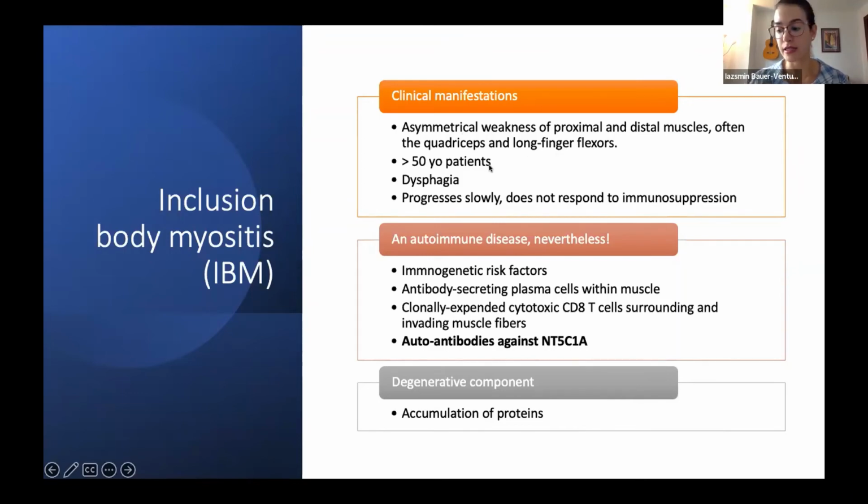Inclusion body myositis is the most common myositis in patients who are 50 years old or older. Dysphagia is a very common manifestation. And again, the disease progresses very slowly over time, delaying the diagnosis sometimes by many years.